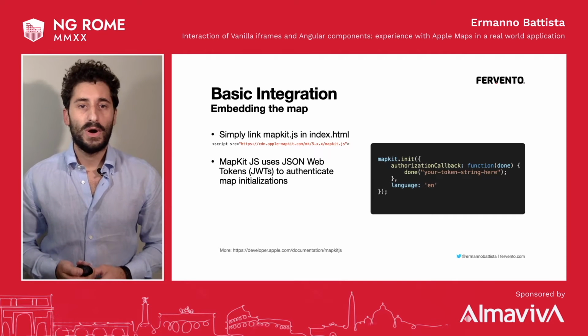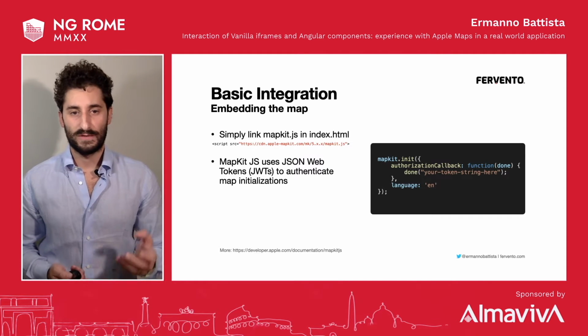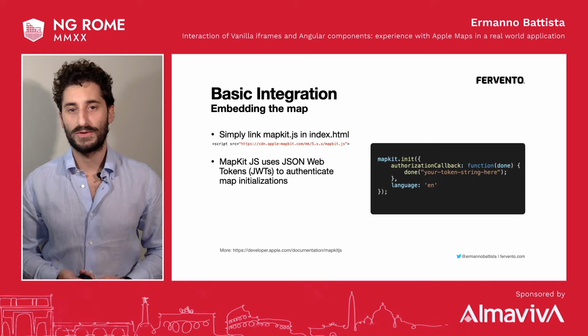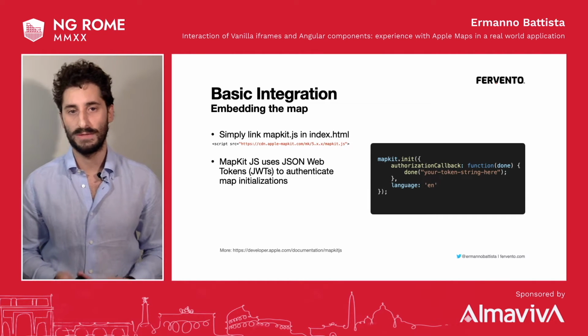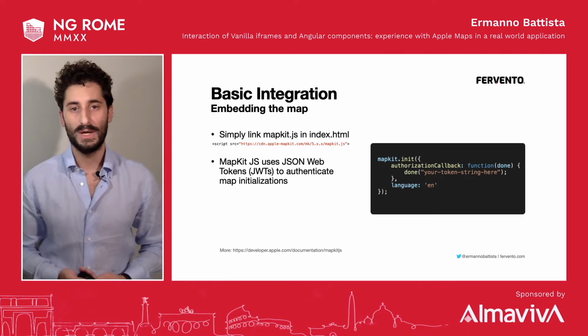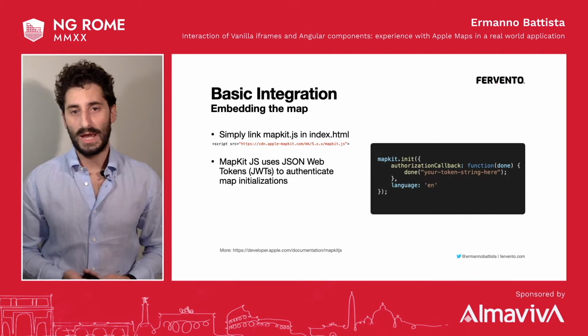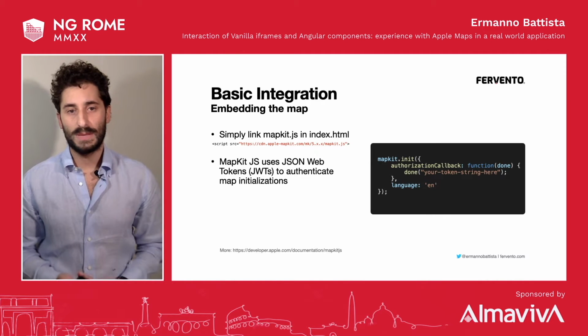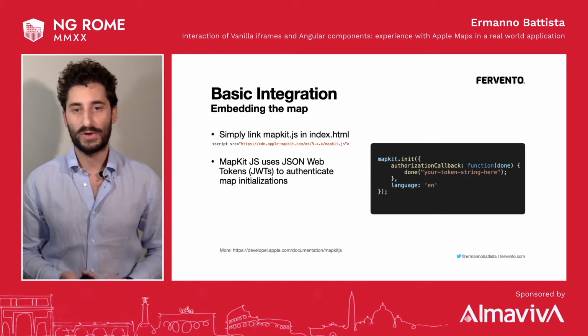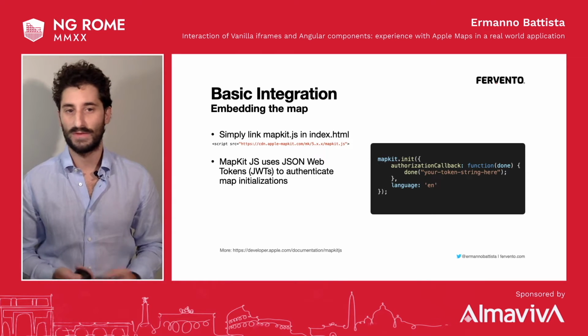So you can go online on the official documentation, you will find the link in the slides, and start your integration. Basically, you will just link the JS library and provide a token. The token is a JWT token, and you can create it online and just serve it in your environment. But with this approach, you will have to redistribute your app every time it expires, so it's not viable.